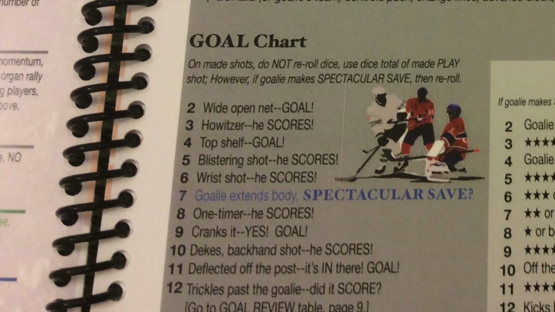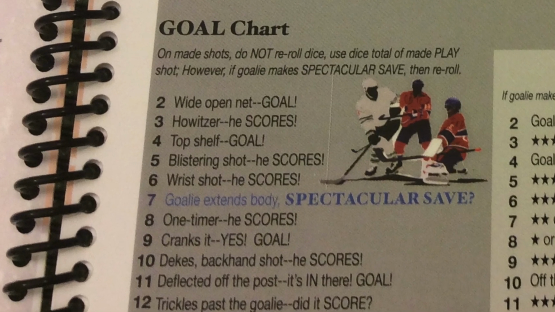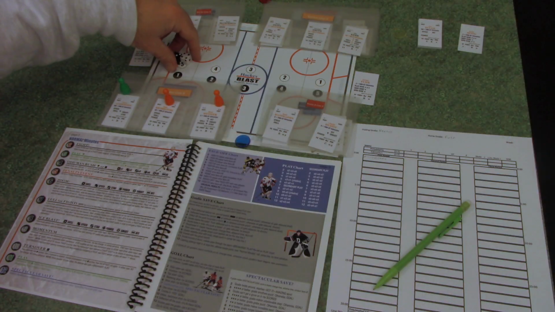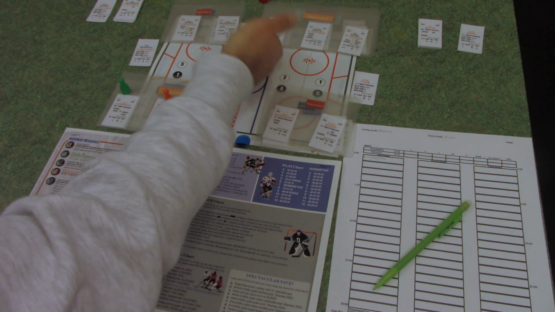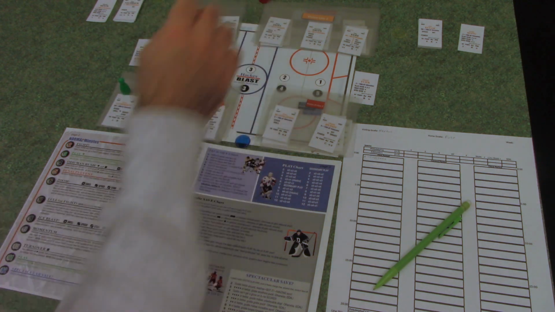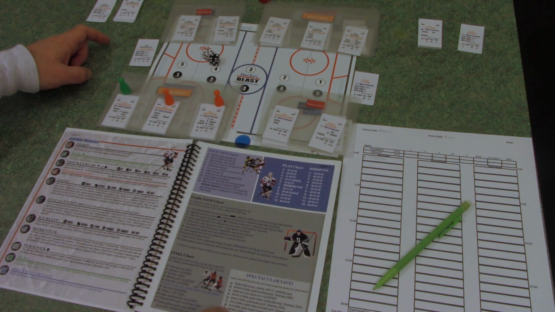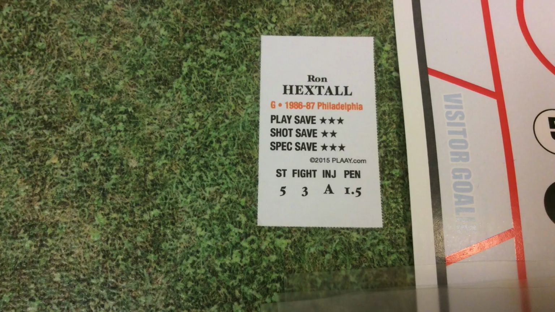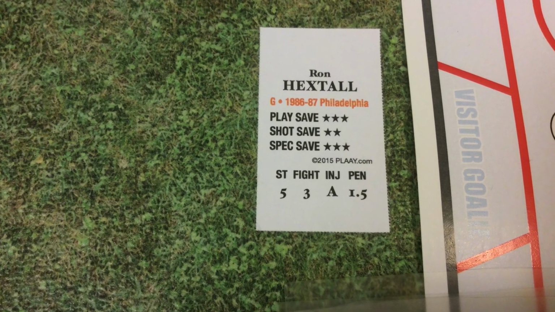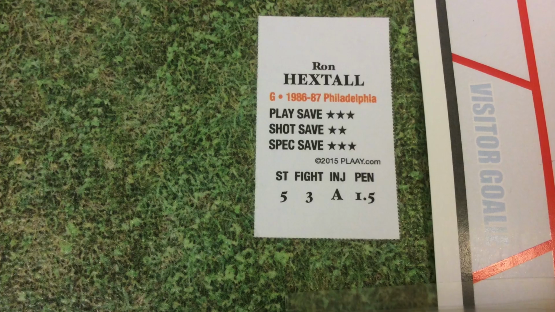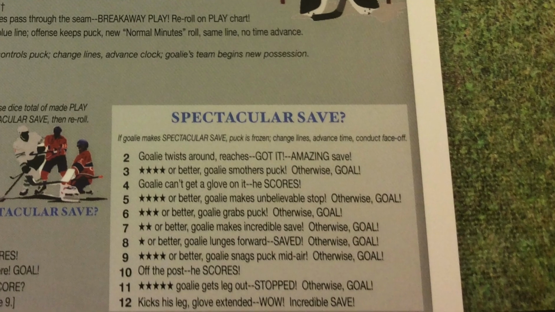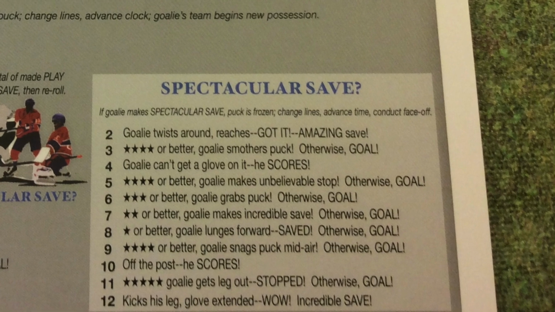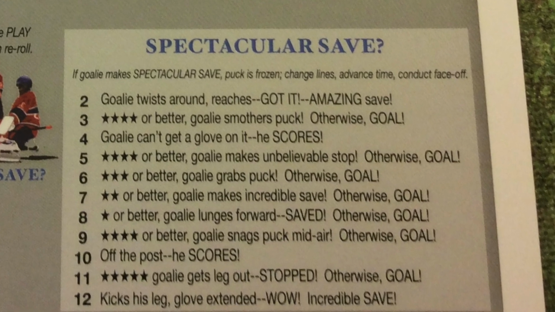And look under 7, it says that the goalie extends his body. Spectacular save. So we're going to go to the spectacular save chart, and we'll roll the dice again. This time we get a total of 9. And so we're going to be looking at the spec save, or spectacular save rating of Hextall, which he has 3 stars. But on 9 for the spectacular save chart, it's looking if he has 4 stars or better, then the goalie is able to snag the puck in midair.